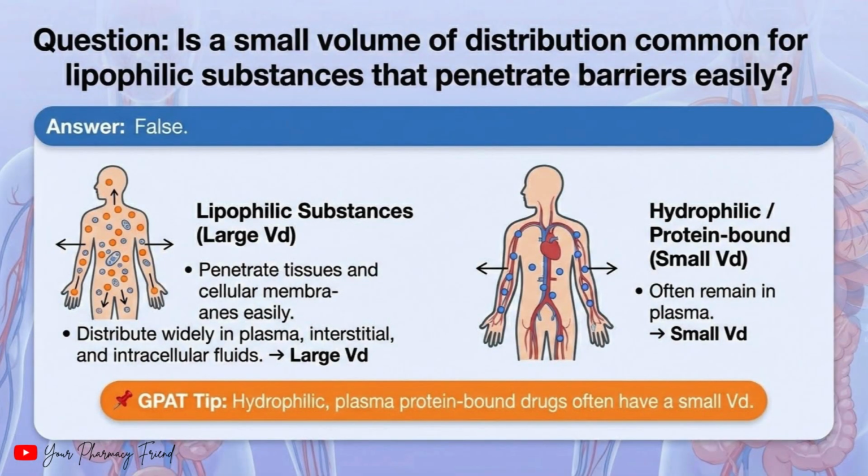Is a small volume of distribution common for lipophilic substances that penetrate barriers easily? False. A small volume of distribution is not common for lipophilic drugs that penetrate barriers easily. These drugs distribute widely into plasma, interstitial, and intracellular fluids, leading to a large VD. Hydrophilic drugs, on the other hand, often remain in plasma and have a smaller volume of distribution.